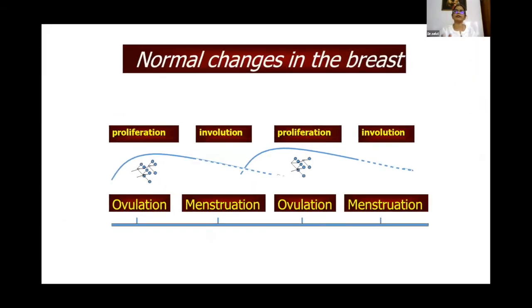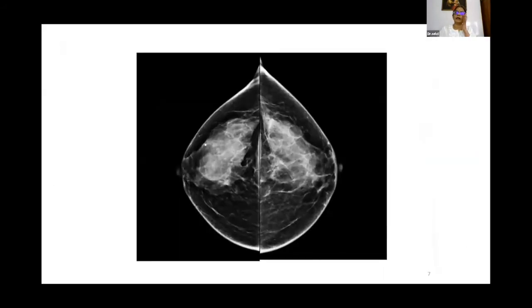With every menstrual cycle, there is proliferation, that is, new TDLUs are formed, and with menstruation, some of these involute, and then the cycle keeps repeating. So in the early reproductive age group, we find a lot more TDLUs being formed, and proliferative changes are more likely in the early age group. But with gradual age towards menopause, with lessening of hormonal influence over the breast, the proliferative components become less and less, and involution becomes more. When the TDLUs disappear, that is when the breast becomes more fatty.